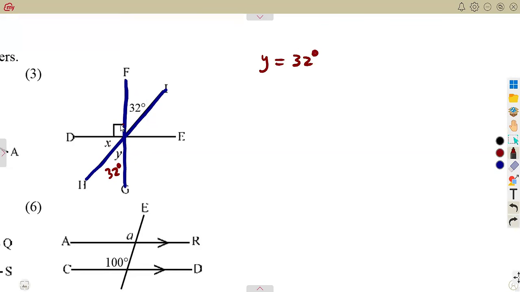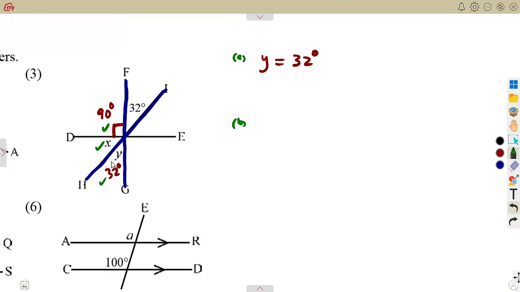Remember what we had before. This here, a right angle, represents 90 degrees. So you can use angles on a straight line. 90 degrees, x, and these 32, they lie on a straight line. These are angles on a straight line. And we do understand that angles on a straight line add up to 180 degrees, all right? So that is our major concept.